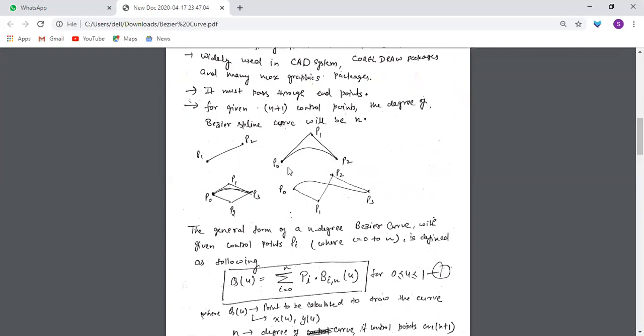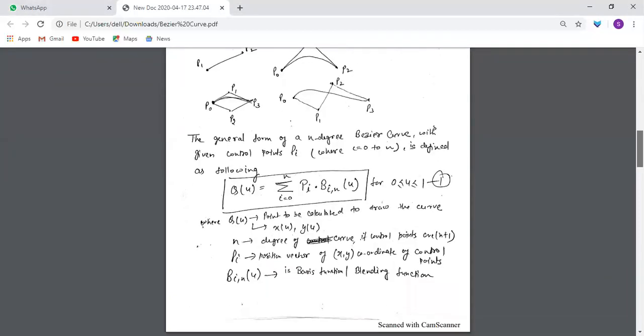Okay, so in this case, this P0, P1, P2, the degree of the curve would be 2. That means we will get a quadratic Bezier curve. In case of 4 control points, the degree of the curve would be 3. So you'll get cubic Bezier curves.